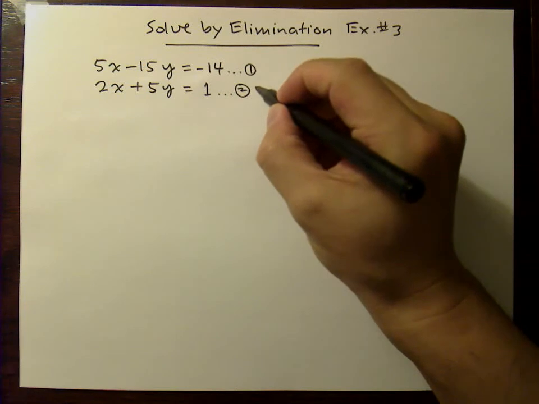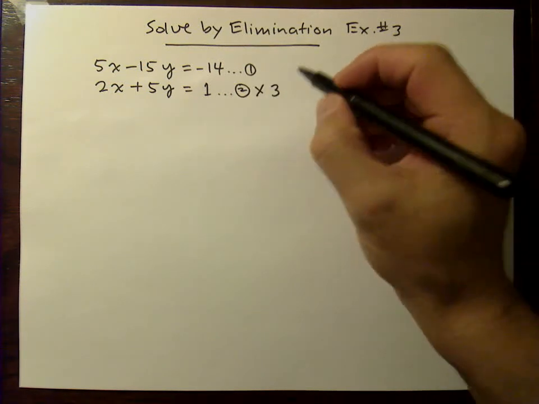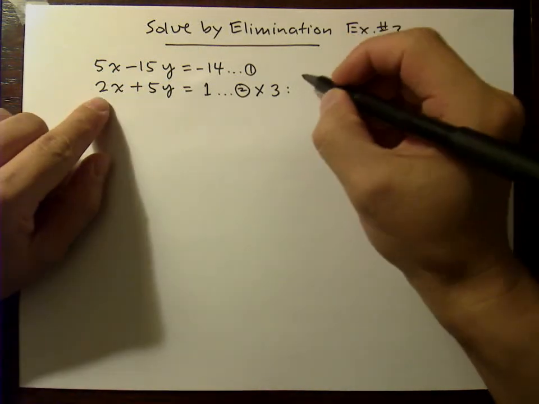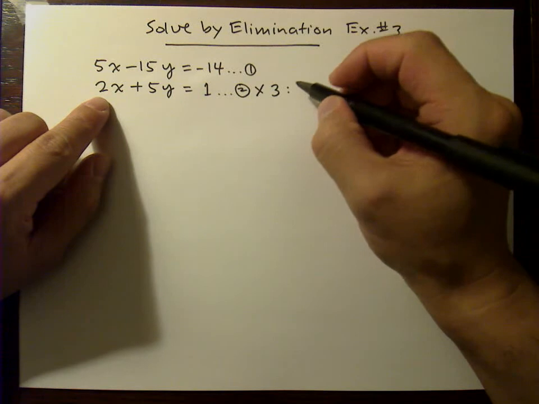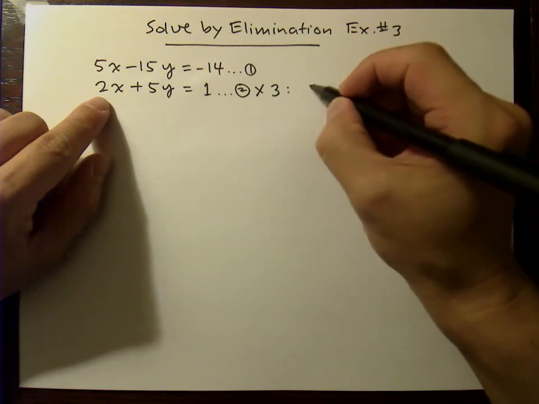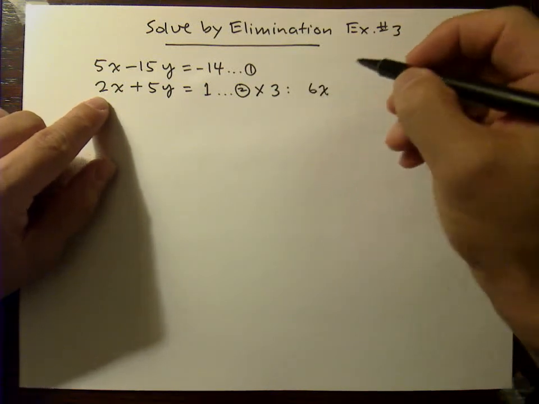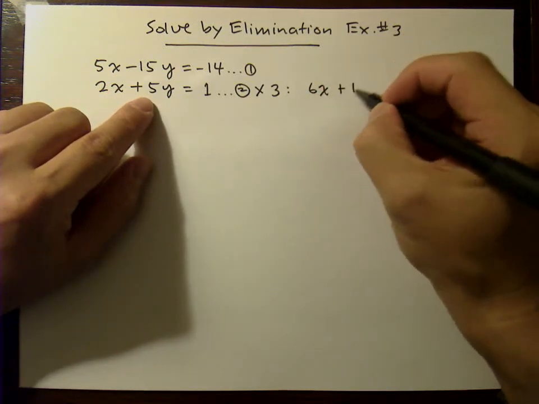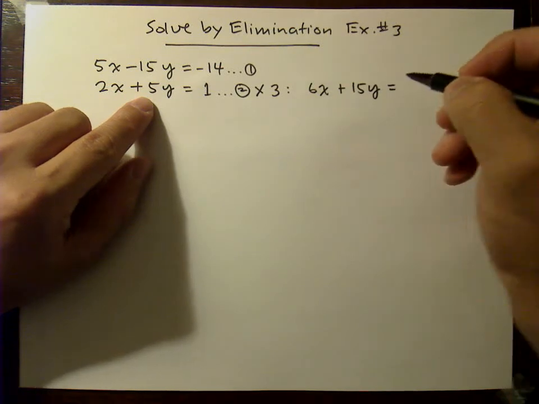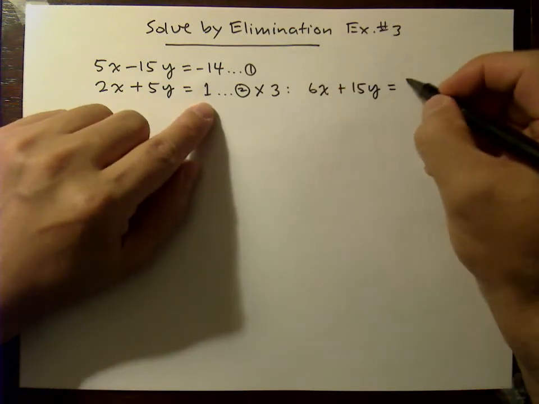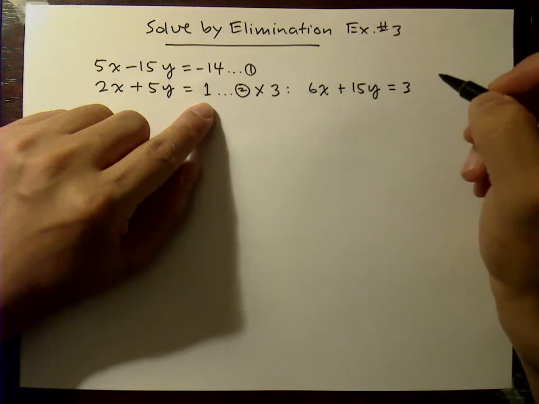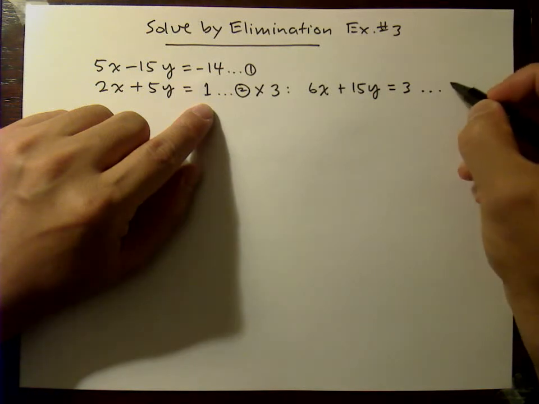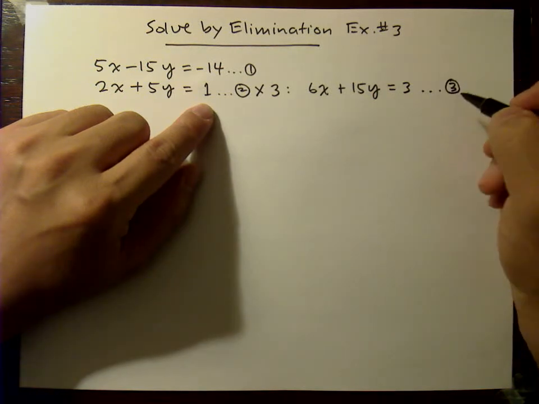So we're going to take equation 2 and multiply by 3. If we do that, we have to multiply every term by 3. So that's 2x times 3, which gives us 6x, plus 5y times 3 gives us 15y, which then equals 1 times 3, which is 3. This is a new equation, so let's label it as equation 3.